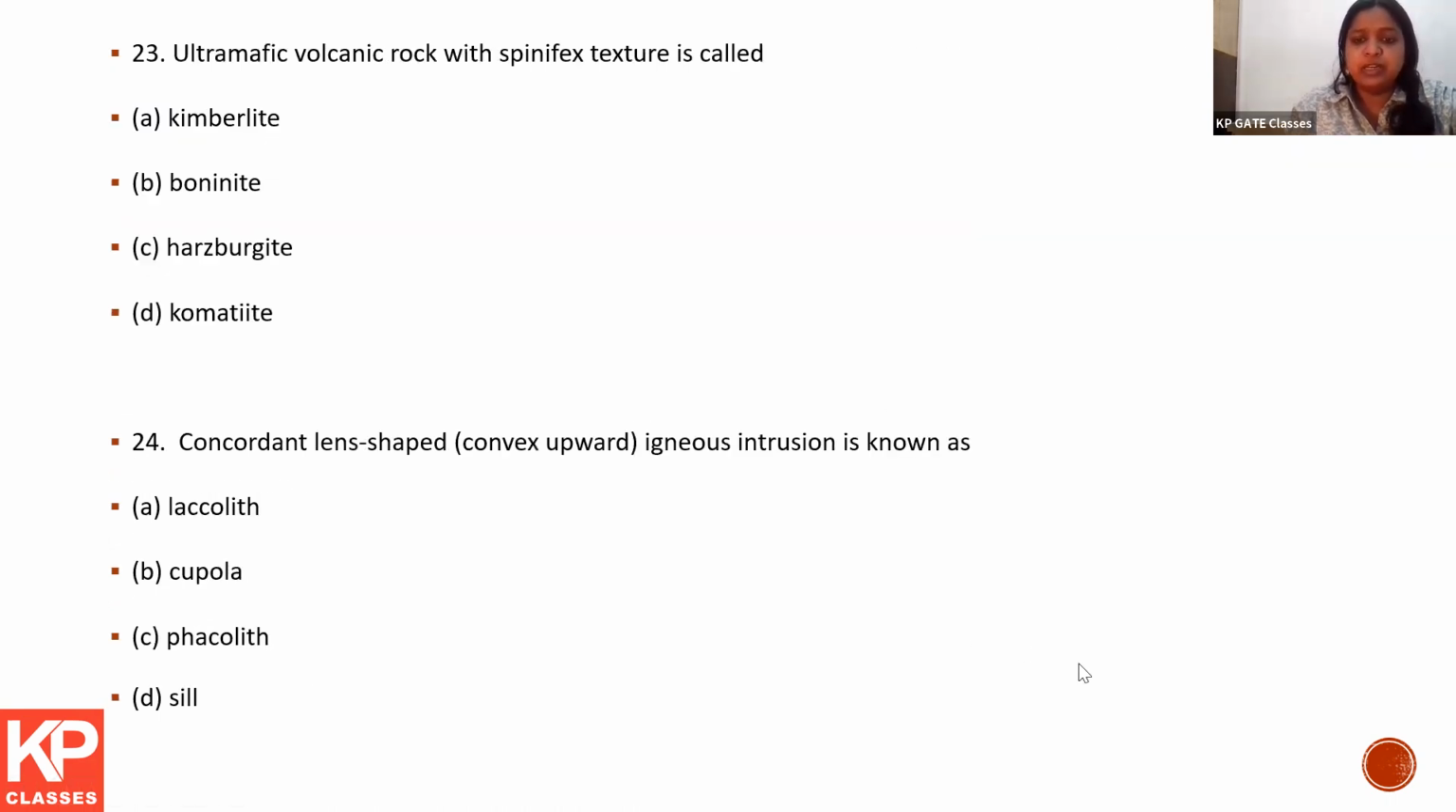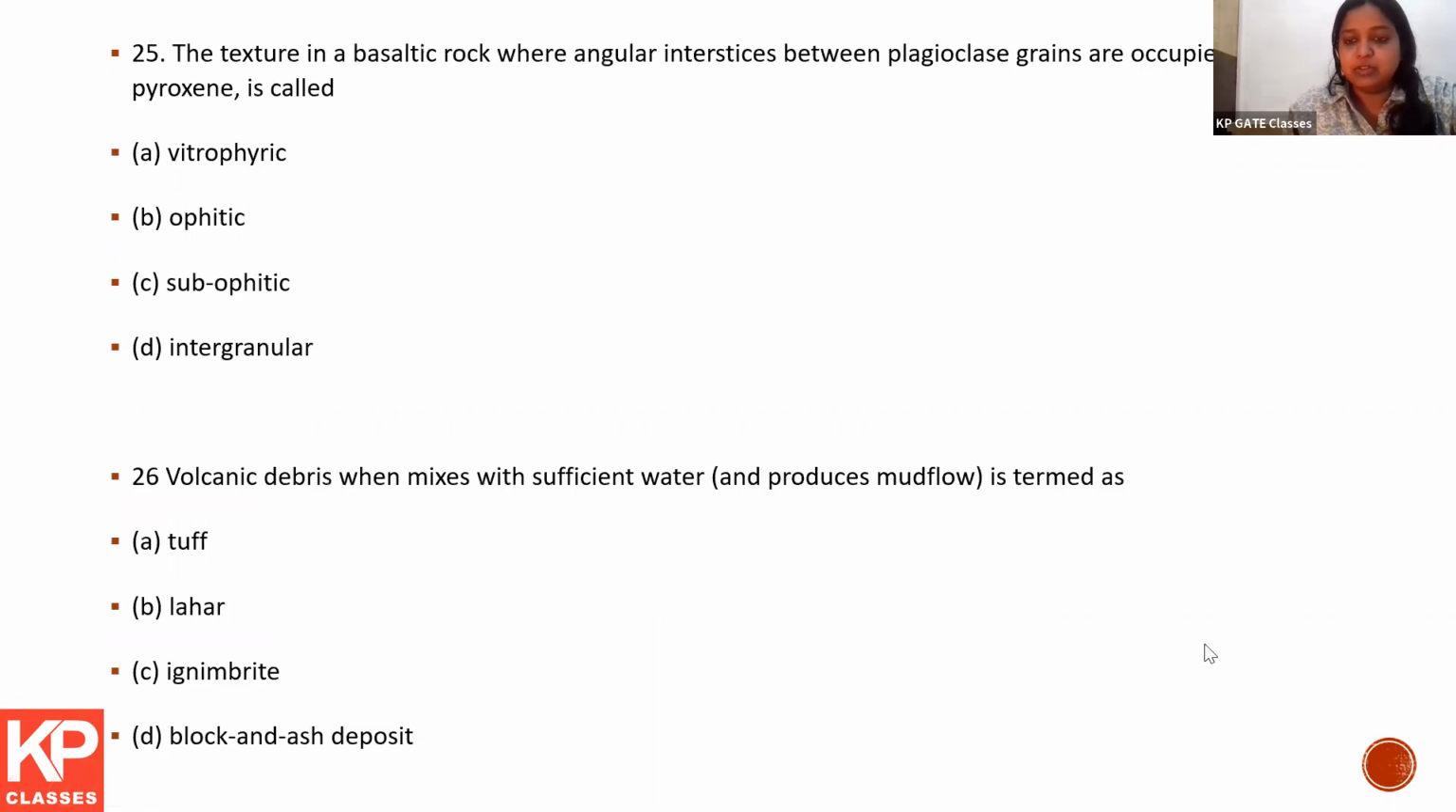Then the next one: an ultramafic volcanic rock with spinifex texture is komatiite. This is olivine related, and it's very easy, spinifex texture. Then the next one: a concordant, lens-shaped, convex-upward igneous intrusion is known as a laccolith. Very easy question. Both of them are very easy, direct questions. Then the next question.